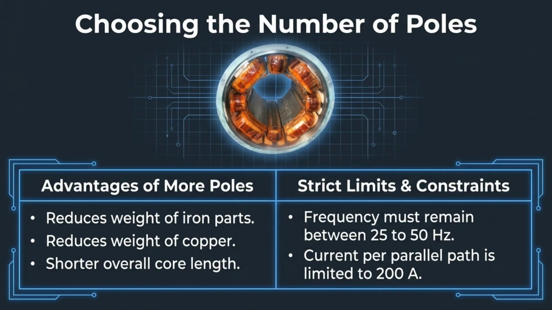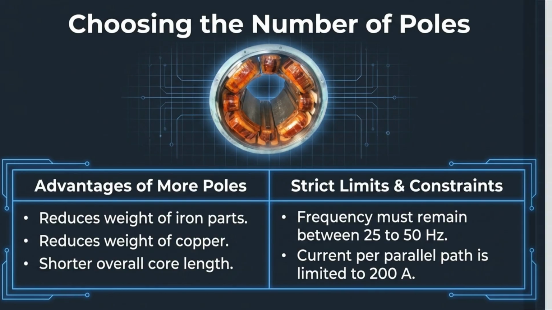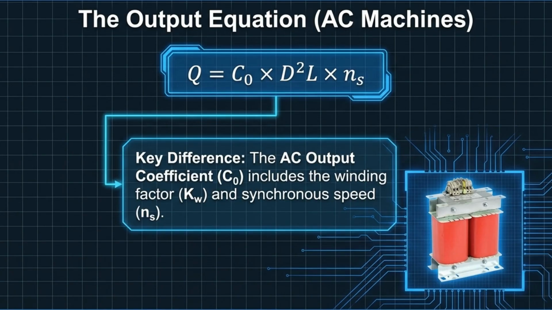Choosing the number of poles offers advantages like reduced material weight and shorter core length. However, there are strict constraints, such as limiting the frequency and current per parallel path. The output equation for AC machines is similar to DC machines, but the output coefficient now includes the winding factor and synchronous speed, reflecting the fundamental differences in design.